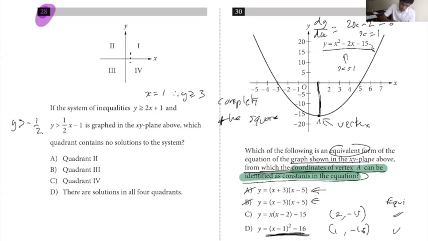But because it's system to both of them, it has to be greater than both of them. That's why it can only be greater than here, because any point that's in this range does not satisfy this inequality.